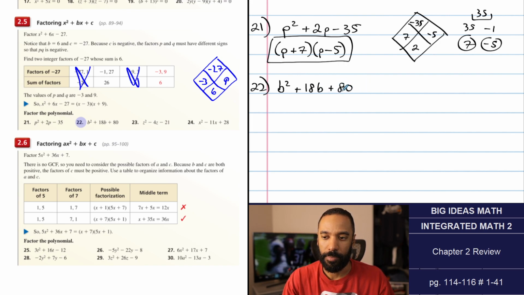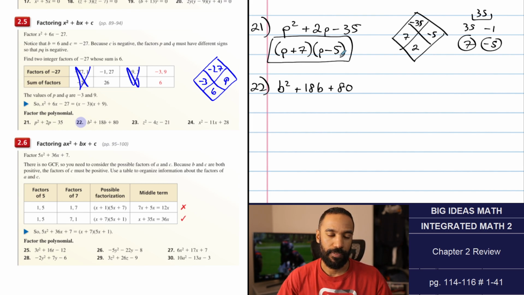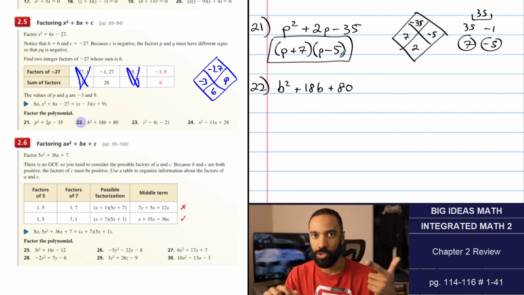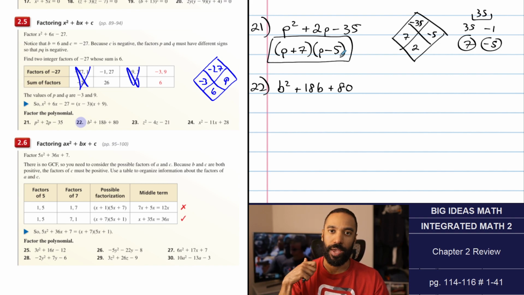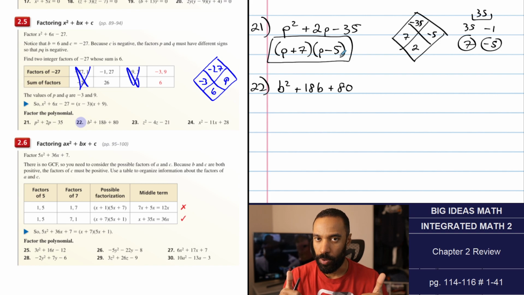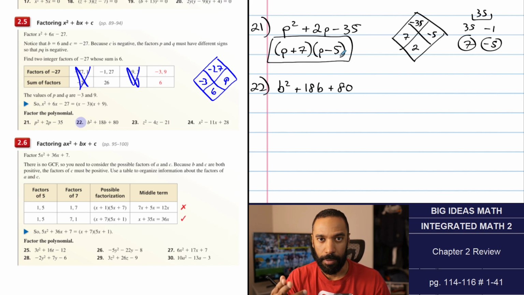Now we're trying to find two numbers that multiply to make 80 and add to make 18. If you considered factors of 80, try and divide 80 by 1, 2, 3, 4, 5, 6, 7, 8, as much as you can until you list all your factors. So 80 and 1, 80 plus 1 is 81, no. 40 and 2, 40 plus 2 is 42, no. It cannot divide by 3. Divide by 4, you get 20. 20 plus 4 is 24, no. Divided by 5, you get 16. 16 plus 5 is 21, no.